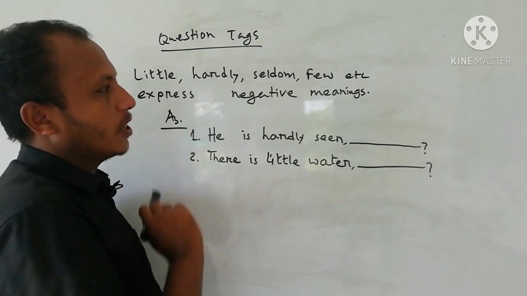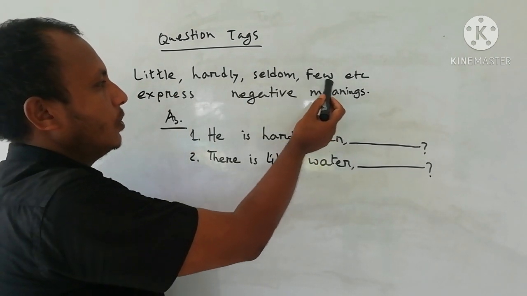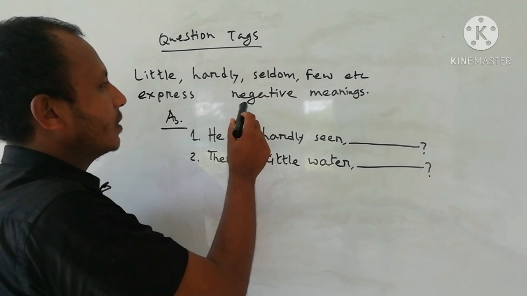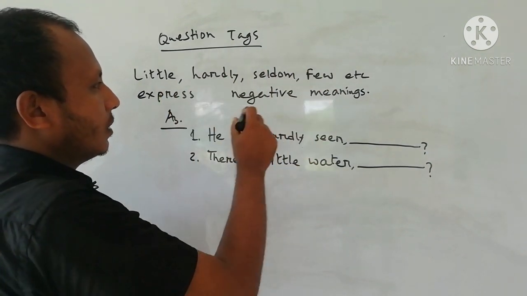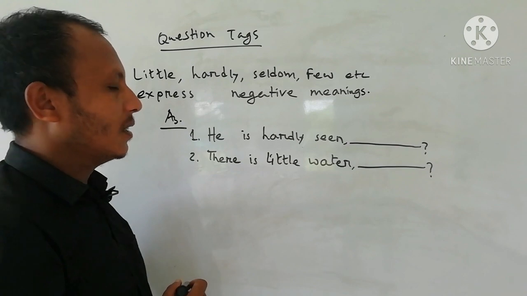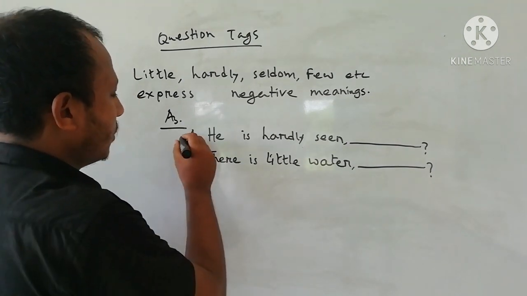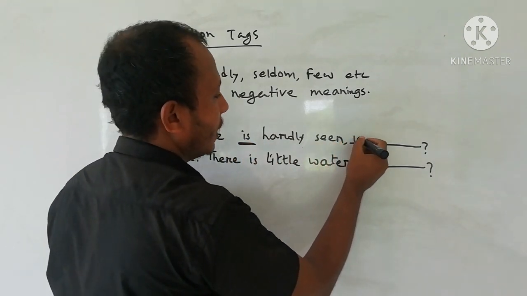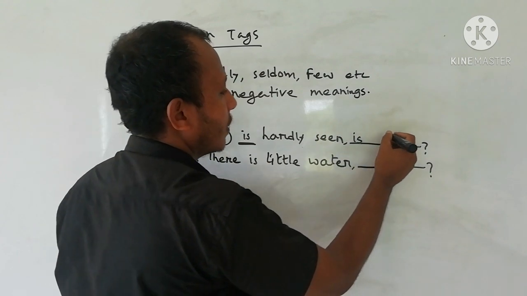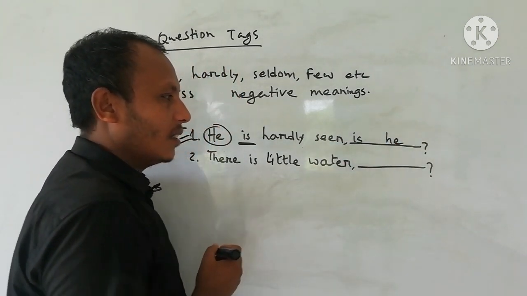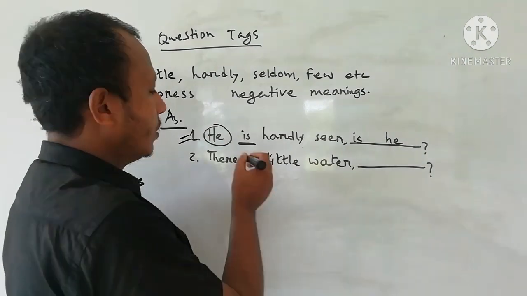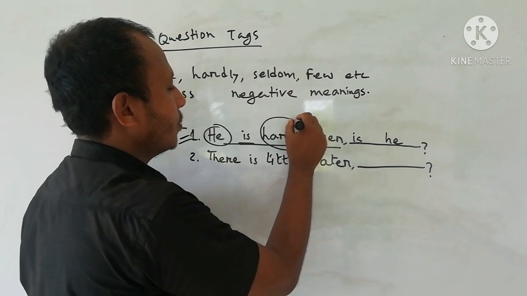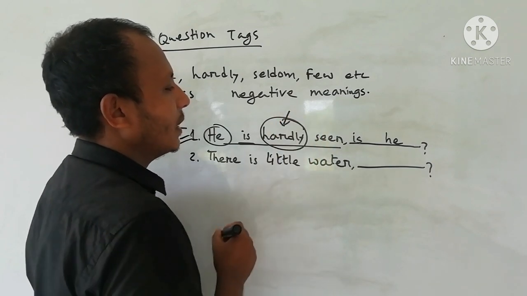Little, hardly, seldom, few. These words express negative meanings. That means these words are the same as not. For example, number 1, he is hardly seen. Here the auxiliary is is and the subject is he. We can't use not here because this statement is negative. There is hardly. This word expresses negative meaning.